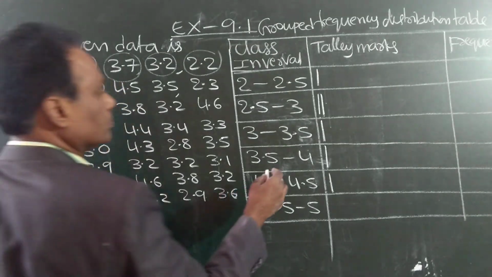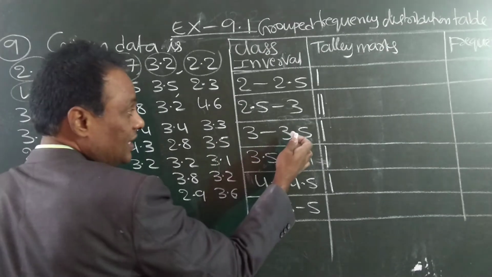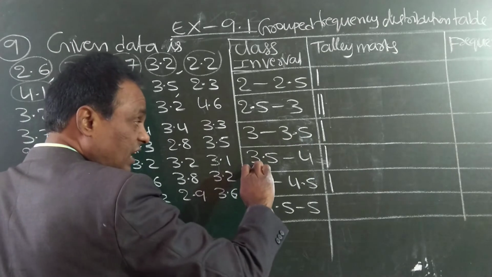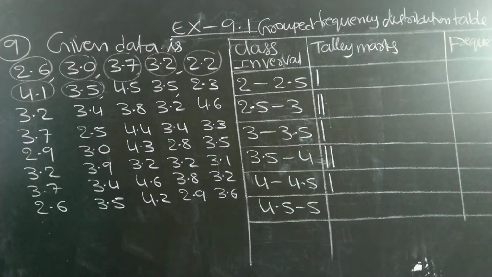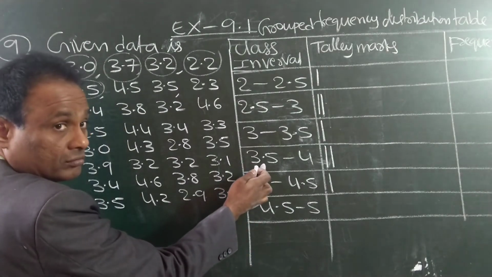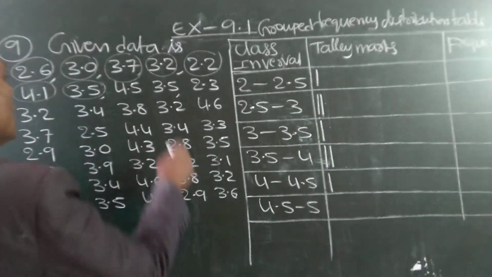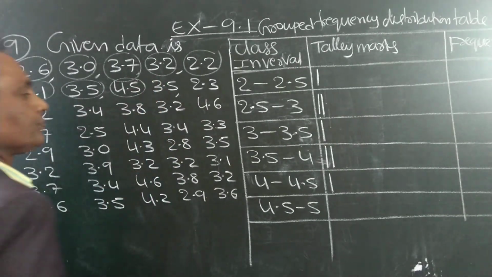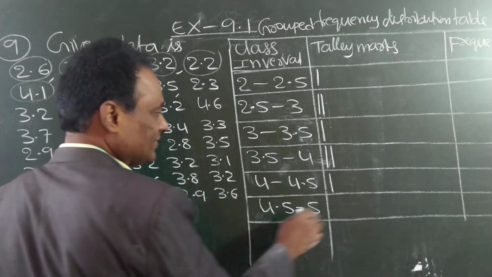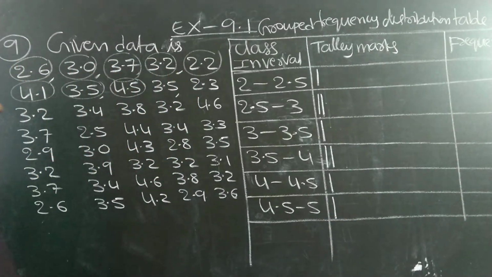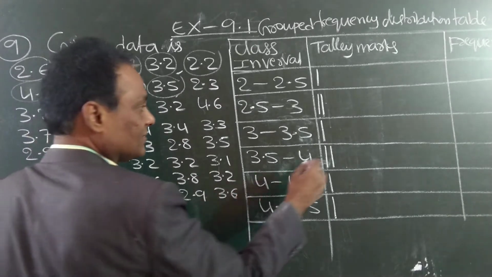3.5. Don't take it in this one. I explained clearly, so it should be here. This is the starting value, so 3.5 is taken here. 3.5 will come here. Be careful. Of course, I will give the internet notes also. Next 4.5. 4.5 is here. 3.5 is here.